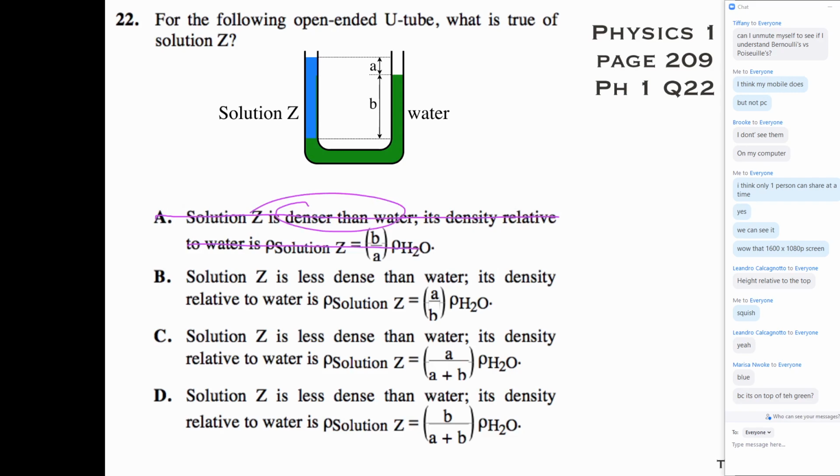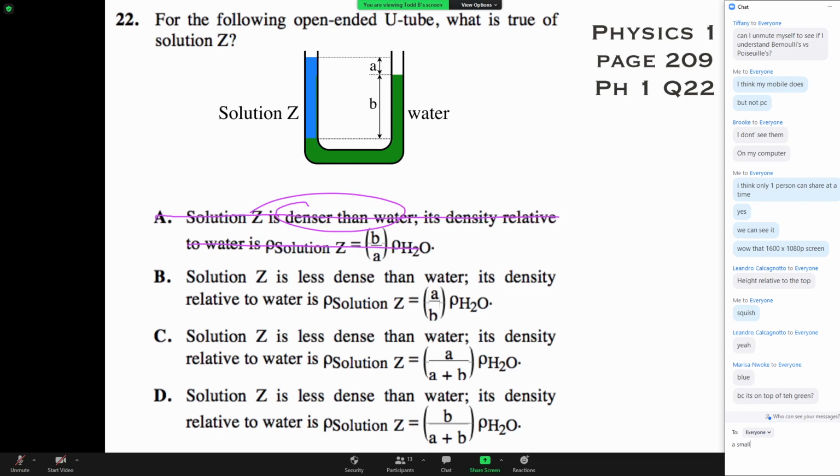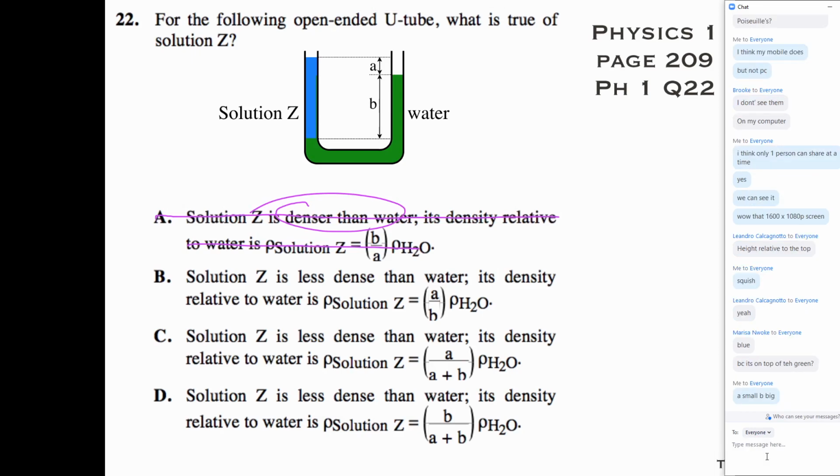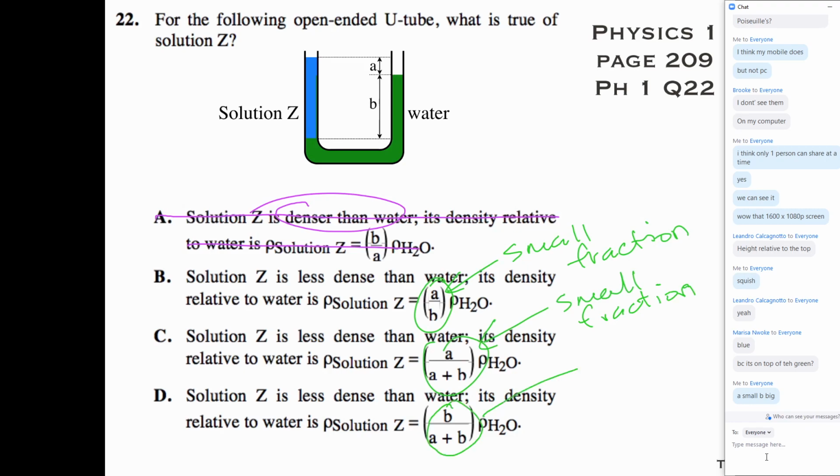Okay. And then the next thing, this is purely intuitive. Before I do any math, I want you to tell me about the values. A over B. Is A small and B big, or A and B about the same amount? What do you say? A small, B is big. So can I say that's a small fraction? That's a small fraction. And that's a big fraction.